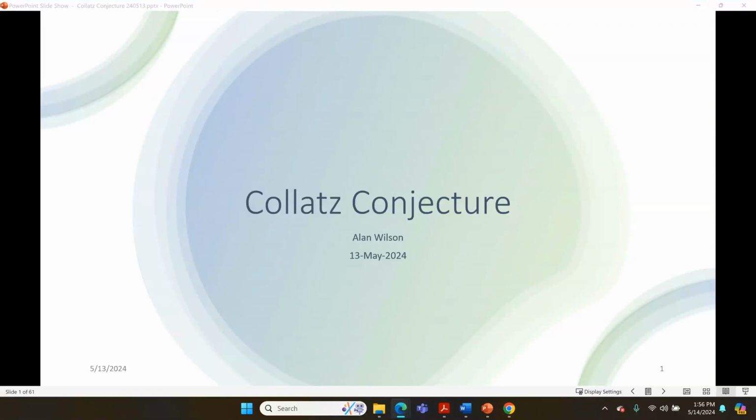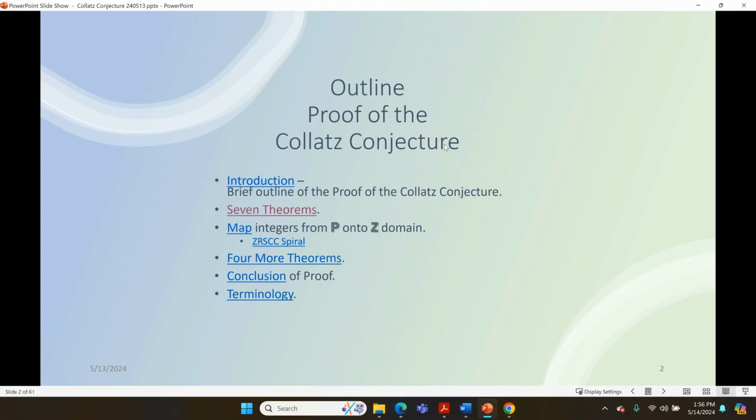Well, welcome back. This is now lecture or presentation number 2 in a series on the Collatz Conjecture. We've broken the Collatz Conjecture into several chapters. We started with an introduction. That was the first part. This is the second part that's going to cover several theorems pertaining to the tree for the Collatz Conjecture.